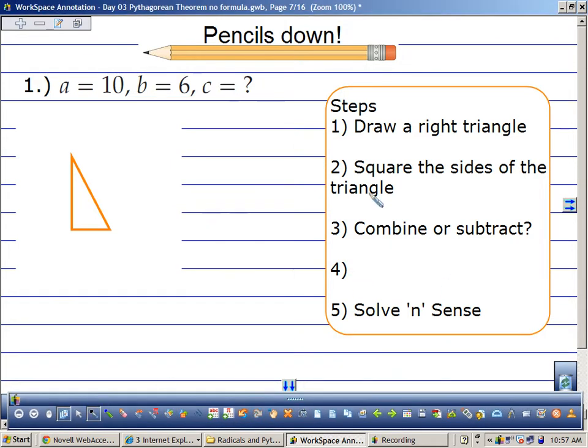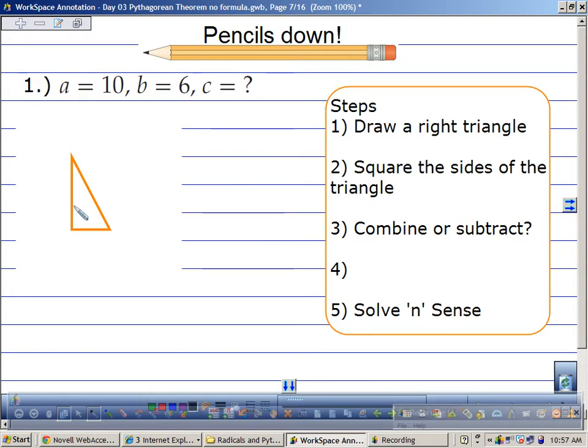We don't need to set up an equation. All right, draw a right triangle. I've got it. Let's label it. So if this is 10 and this is 6 and this is C, C is my hypotenuse. So let's make this side be 6 because it's smaller, and this side be 10.